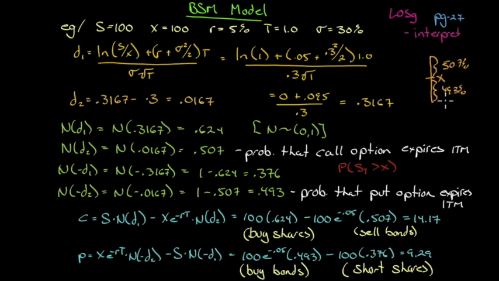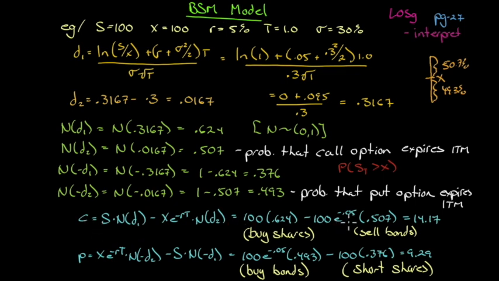It has to be, because if there's a 50.7% chance that the call finishes in the money, that implies a 49.3% chance it finishes out of the money. Well, to finish out of the money would put the put in the money. Do you get that? All right, so let's calculate the call price.